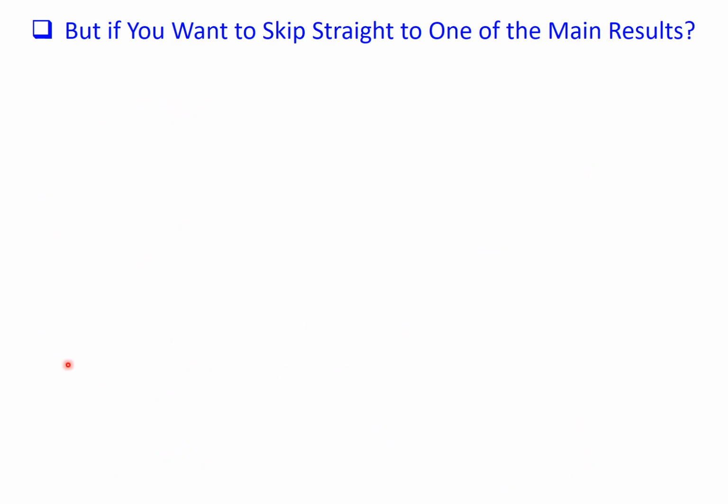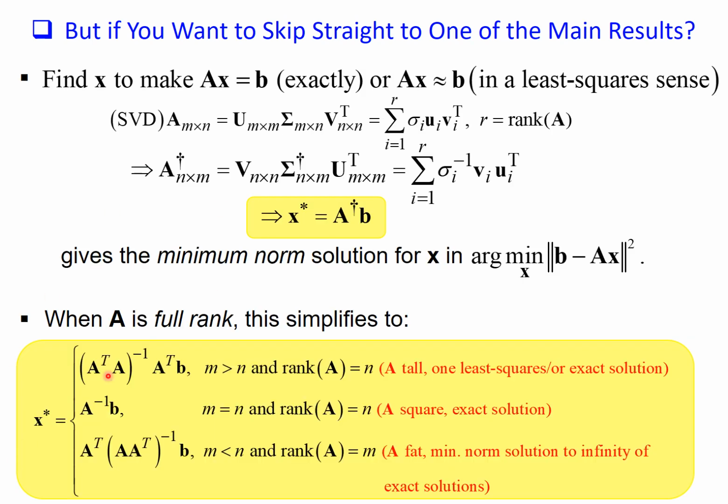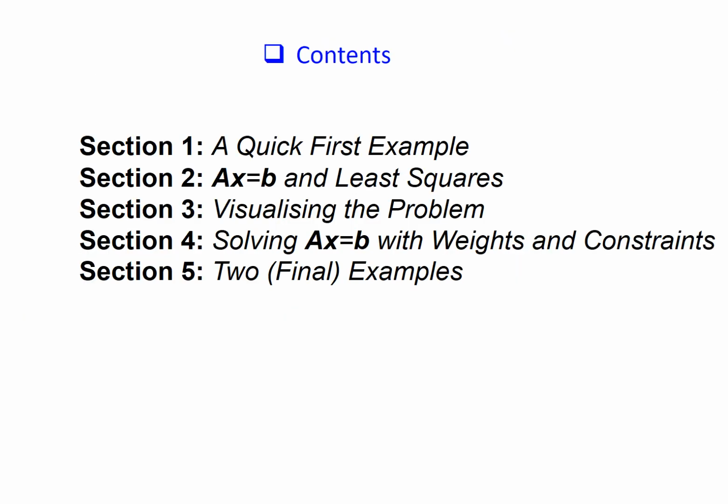Now, if you want to skip straight to one of the main results, you can do so. You might find everything else a bit boring and say this is all you want to know. So here we are. Don't let this put off people who don't know anything about least squares or linear algebra. It'll all be explained. This really is saying that the solution is given as the pseudo-inverse of the matrix A, where Ax equals b, and when A is full rank, it simplifies to these expressions. That's just one of the results, but in case you want to just cut to the chase and leave now, go ahead. For those of you who want to stay, let's look at the contents.